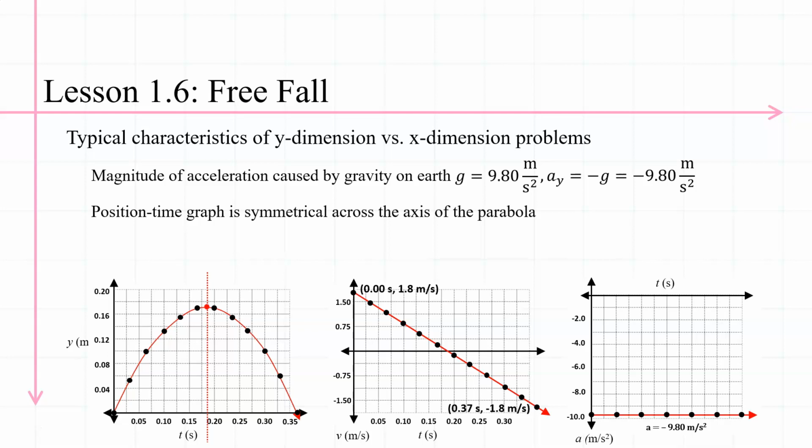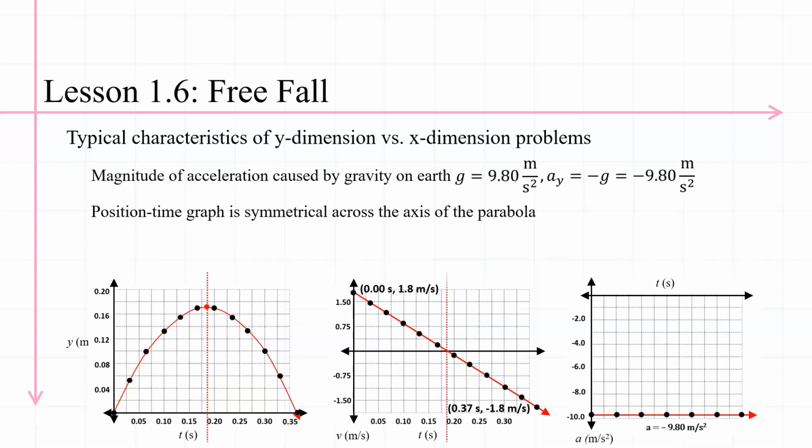And that's part of the symmetry of the parabola. Because it's symmetrical across its axis, its speed at the same position on the other side of the axis is going to be the same, just negative. That's why this ends at negative 1.8 meters per second. And if that time is at 0.37 seconds, can you figure out what the time was when it was moving at 0 meters per second? Well, it's going to be halfway between 0 and 0.37.